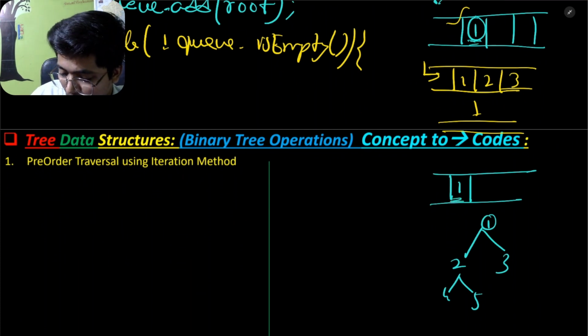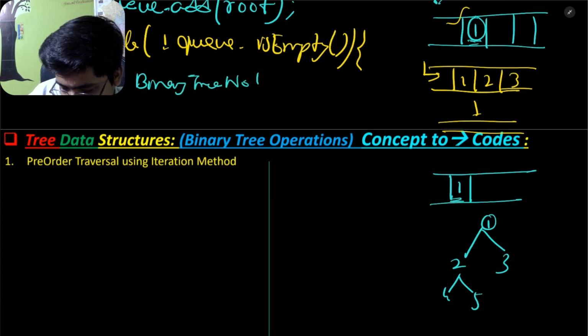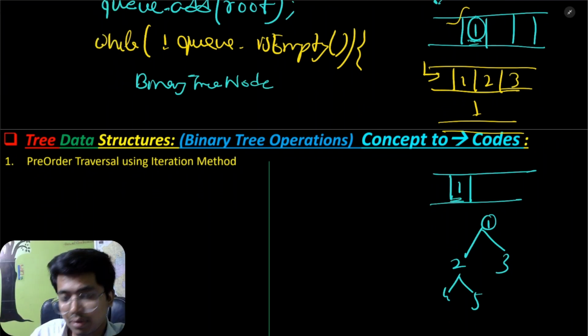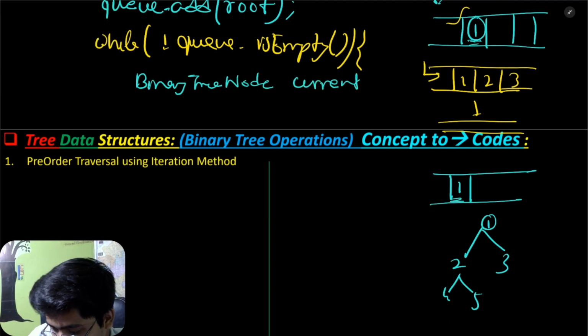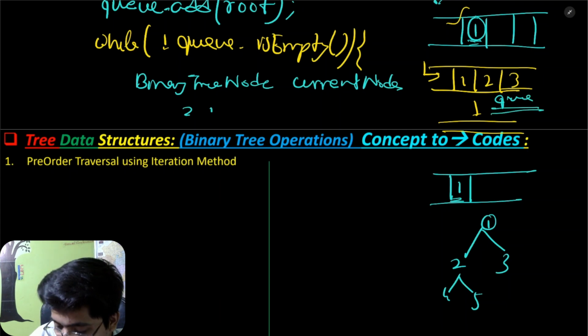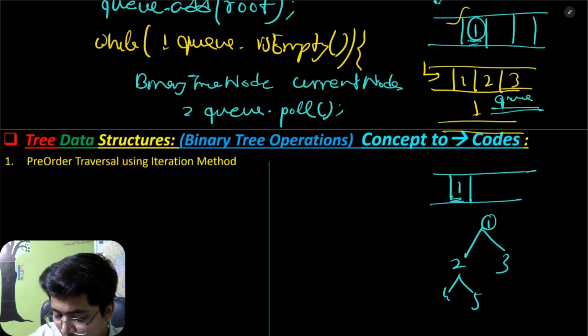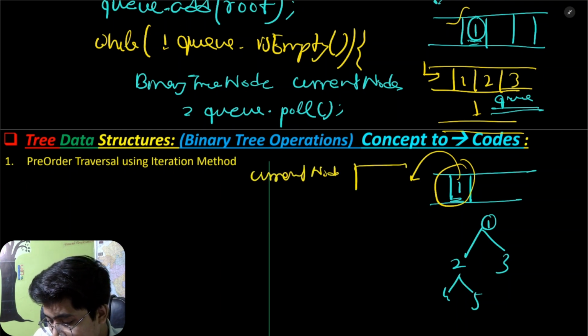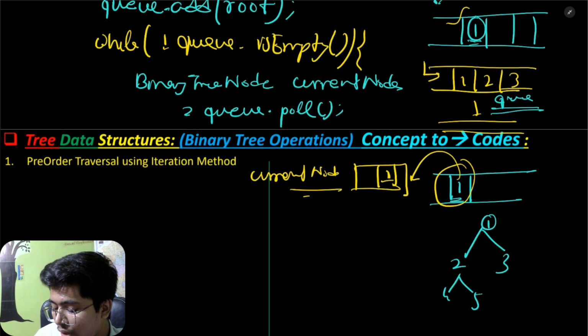So let's create another binary tree node. We can call it temp node or current node. So binary tree node current node is equal to queue dot poll, the queue where we have stored the data. When we apply this function queue dot poll, the data comes back and goes to the current node. That means now the current node has this entire data, and one is stored in it.